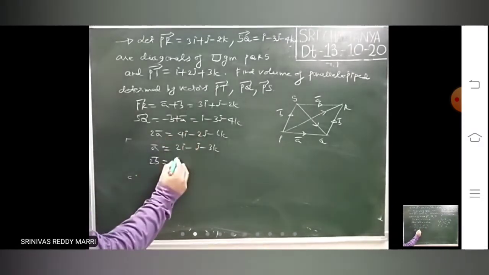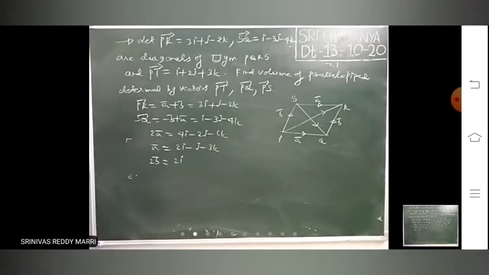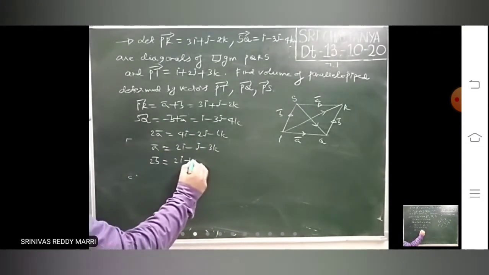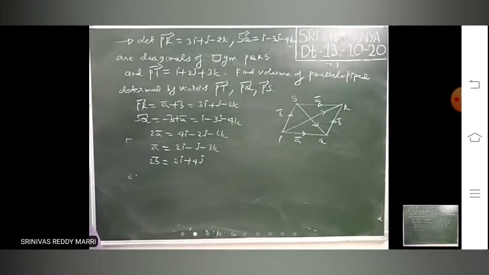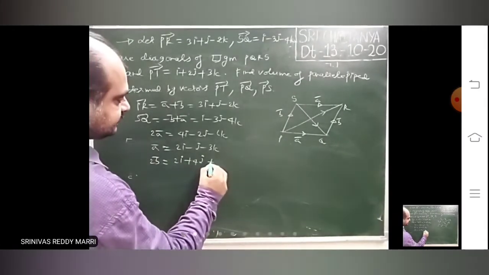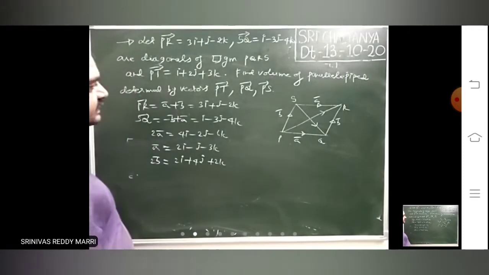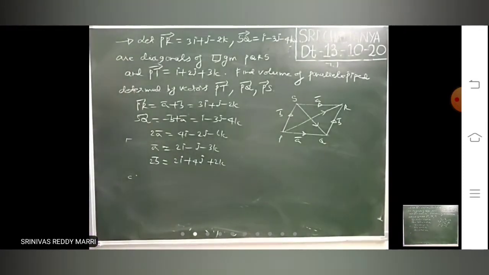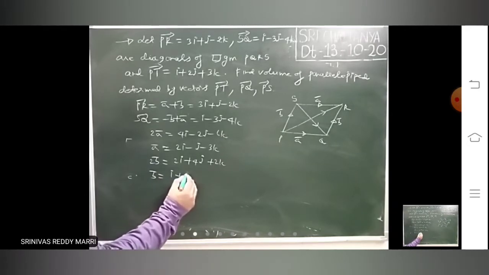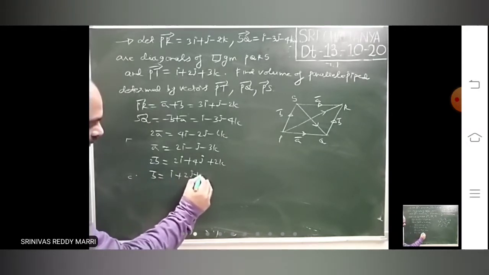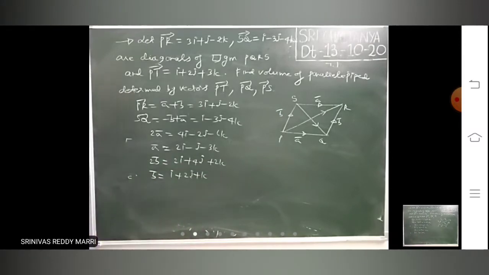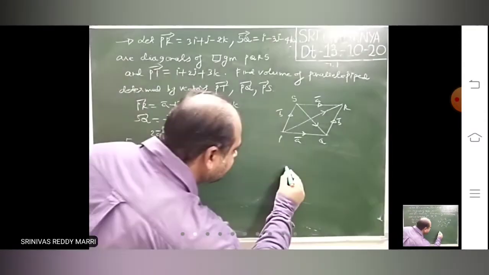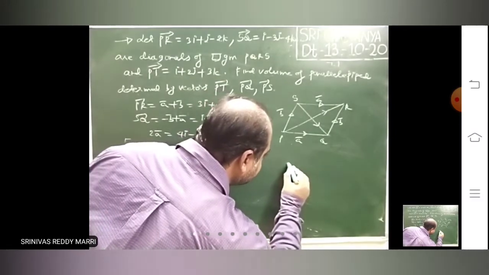2B bar equal to minus means you will get 2i plus 4j plus 2k. So therefore B bar is nothing but i plus 2j plus k. Now what he is telling is a parallelepiped is there. Look, I am drawing the diagram.